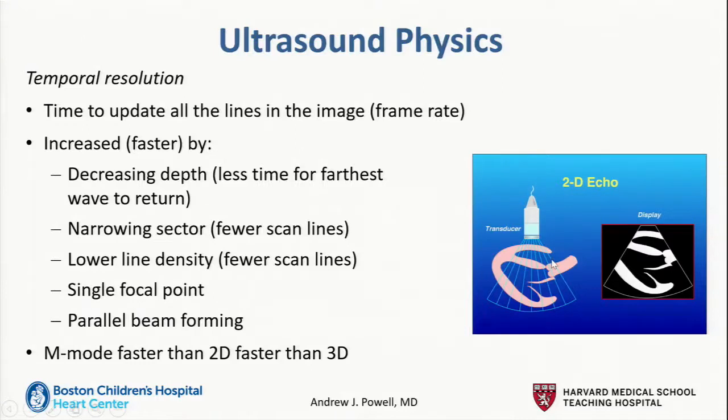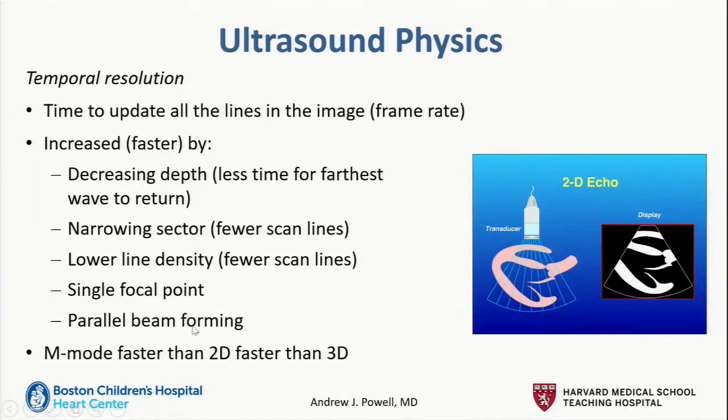If you narrow the sector, so instead of going from this edge to this edge, you narrow it in and make it, let's say, only from here to here, there'll be fewer scan lines to draw, and that will also allow you to draw the picture faster and have better temporal resolution. Each of these lines has a certain width, these little pieces of the pie. If you make them bigger or wider wedges here, then you will need fewer of them to cover this edge to this edge, and so you'll have fewer scan lines, fewer lines to draw. That will also allow you to speed up your imaging and improve your temporal resolution.